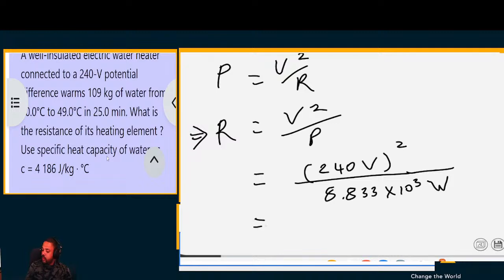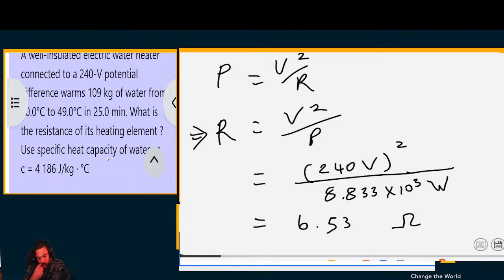And that gives us an answer in ohms. It is the resistance of this particular heating element. It has a resistance of 6.53 ohms. That's the resistance of this heating element. Now, here's a question for you.